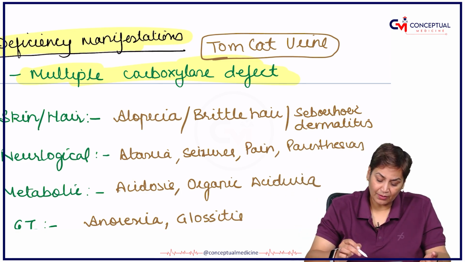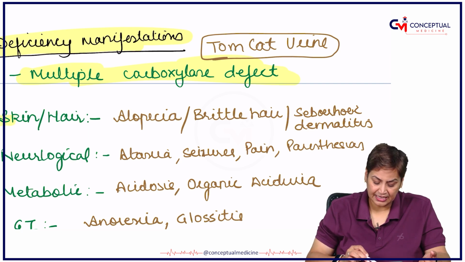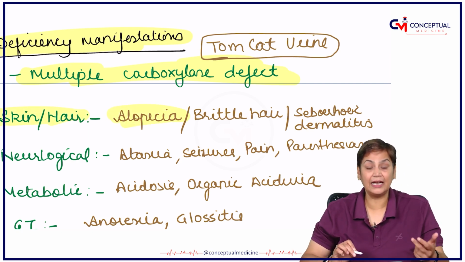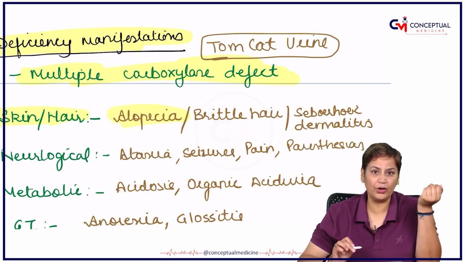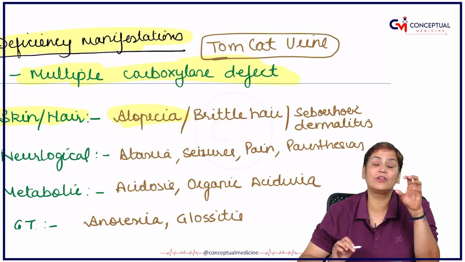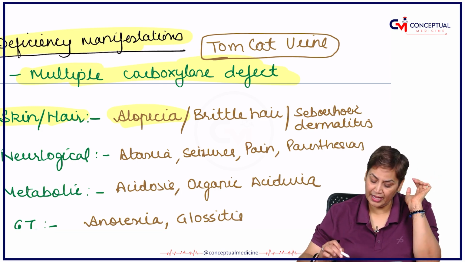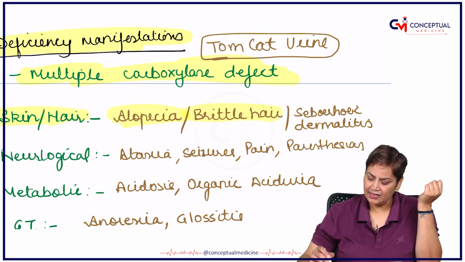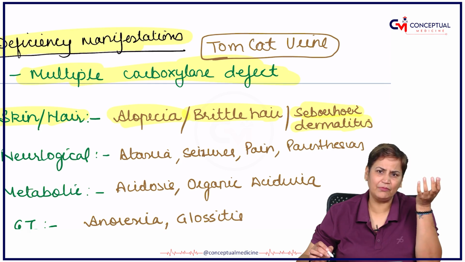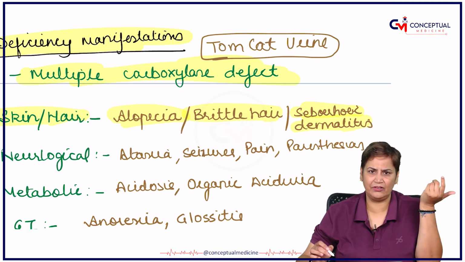So if we talk about the manifestations here, in skin and hair it leads to alopecia. That is why it leads to baldness also. So if you go to the market and buy any shampoo which is good for your hair growth, you will see biotin is one of the major components. Then it leads to brittle hair. Hair will immediately break. And dermatitis. Dry scalp will be there, giving rise to dandruff.